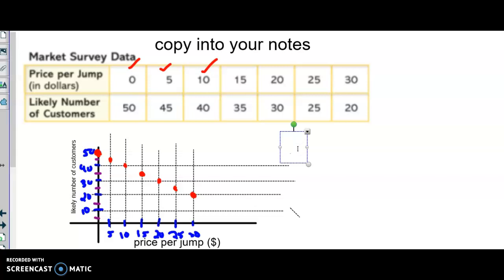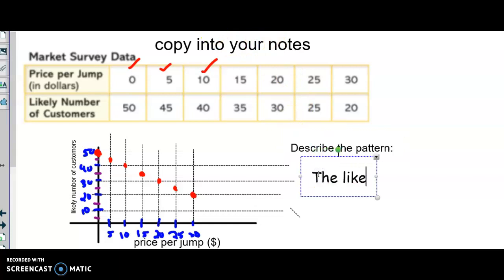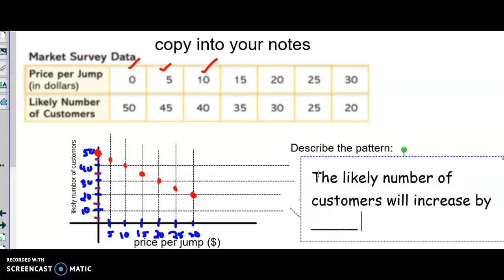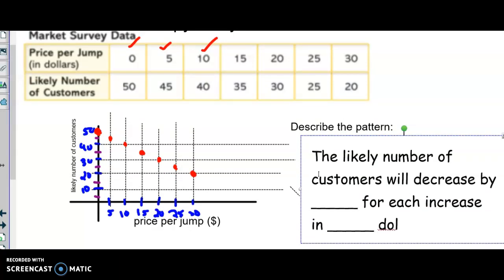So here we go. The next thing I want to do is describe the pattern. We describe the pattern by completing this sentence. So let's say the likely number of customers is going to do what? Will increase by how many? Okay, for each. And is it increasing or decreasing? Ooh, it's going down. Okay, decrease for each increase in how many dollars? Okay, that's the question we want to answer.